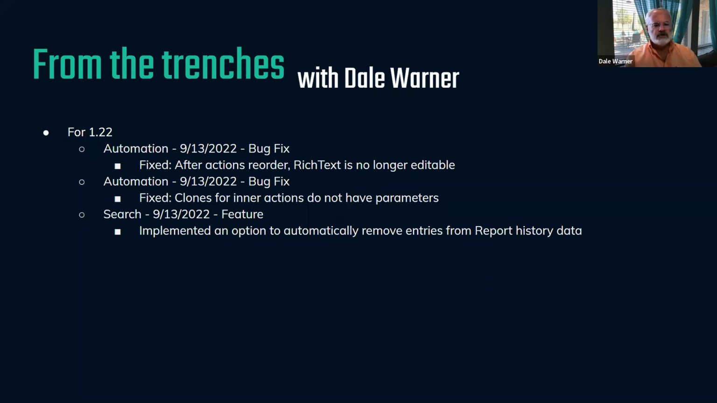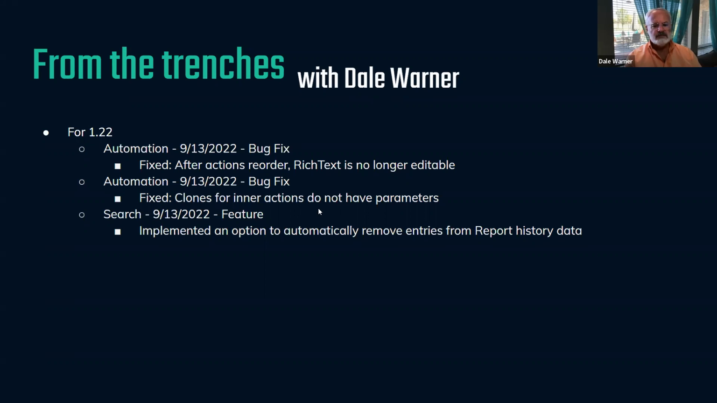For version 1.22, after you use the one-click installer to install it, you'll see that there are some hotfixes. Two of these are in the area of automation. After you reorder things in the new automation interface, we find that the rich text was no longer editable, so this fix solves that. And if you were to clone an automation, it's not a true clone. Some actions wouldn't have parameters, so that's a fix.